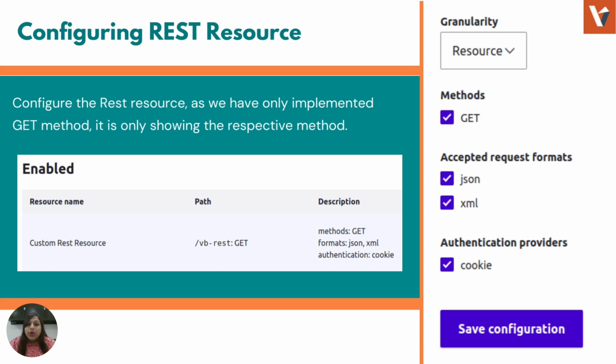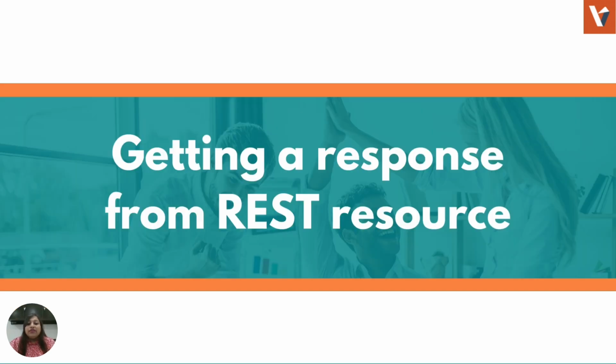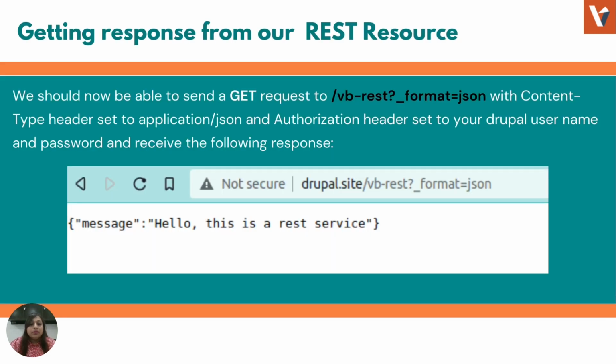Once I save the configuration, I can see that my REST resource is enabled successfully. In the enabled list, I can see it differentiated, and then I can also see my path here with the method and the formats. So my REST resource is configured successfully. Now I will try to get a response from my resource. The important part is that if our code is correct, we will get a response from our REST resource in return of the request.